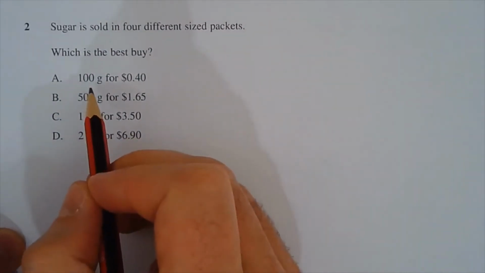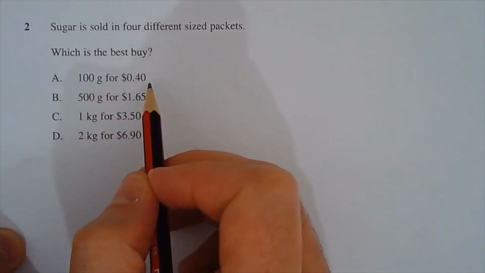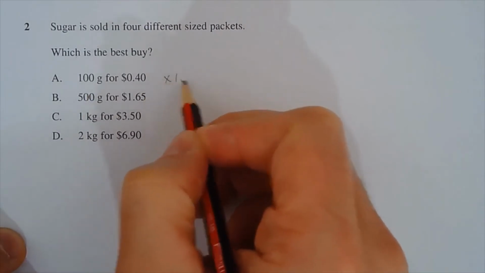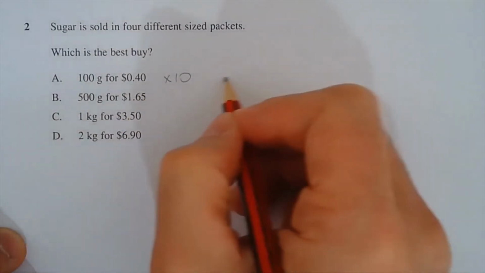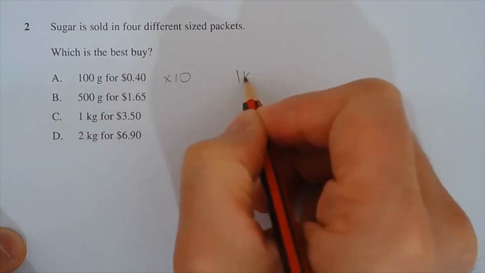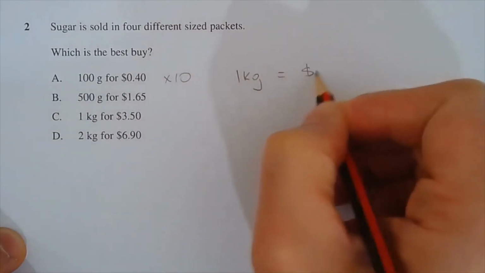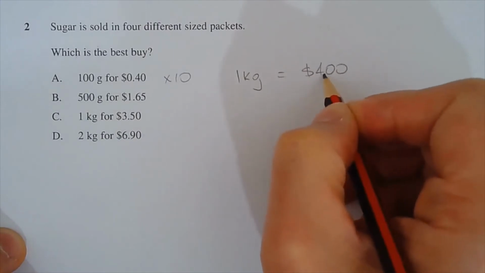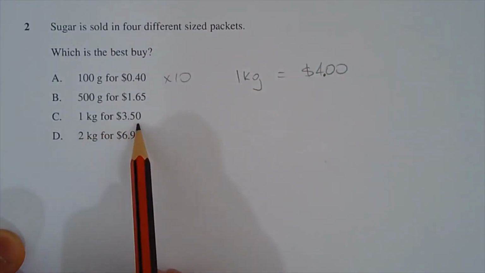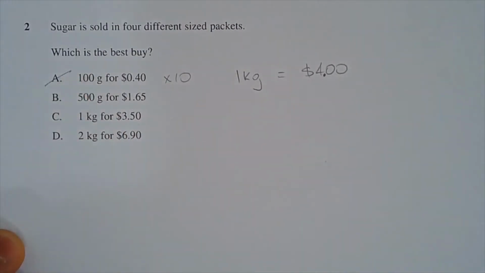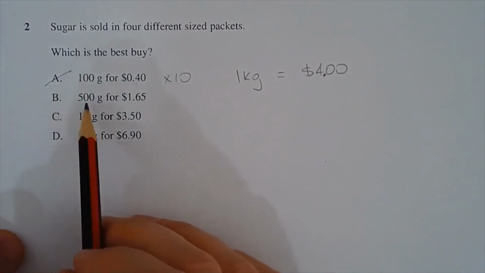So for 100 grams, it's 40 cents. Okay, so if we multiply that by 10, because there's 10 lots of 100 grams in a kilogram, we end up with 1 kilogram is equal to $4 for this option. Now clearly we have 1 kilogram for $3.50, so we can't be option A. Okay, what about option B?